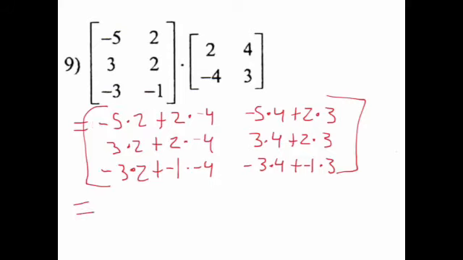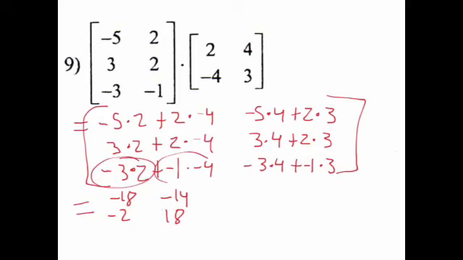Negative 5 times 2 is negative 10. 2 times negative 4 is negative 8. So I'm going to get negative 18 because negative 10 plus negative 8 is negative 18. And this is going to be negative 20, and that's going to be 6. Negative 20 plus 6 is going to be negative 14. That's 6. That is negative 8. 6 plus negative 8 is negative 2. That is 12. That is 6. 12 plus 6 is 18.